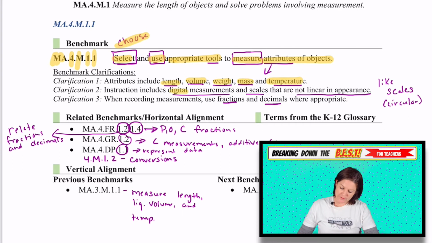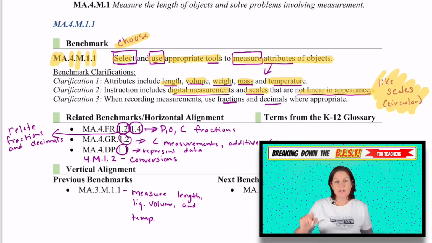This includes digital measurements and scales that are not linear in appearance, kind of like scales that you would see at the grocery store where they're more of a circular shape. I'll point them out in the Taking on the B.E.S.T resources that come with your membership. And also, when we're recording measurements, we are going to use fractions and decimals where it is appropriate.